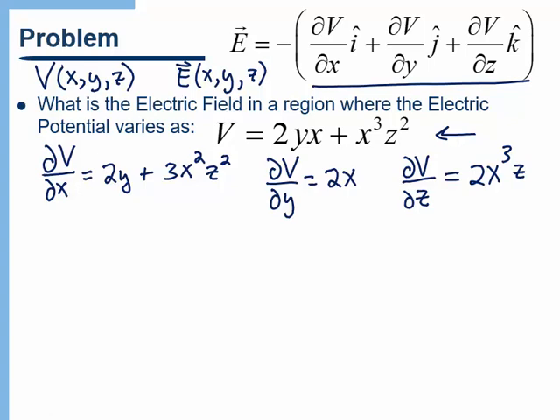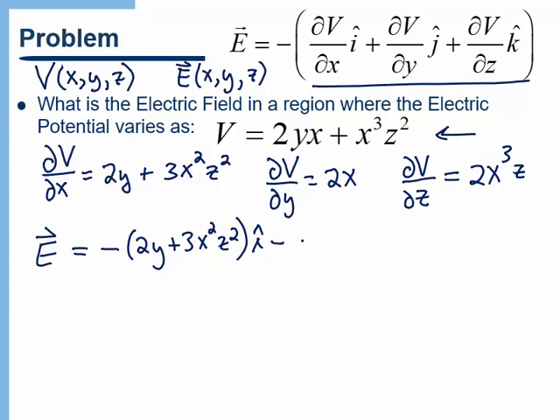Now, once we've got the derivatives, we can assemble our answer for E. Notice, first of all, this minus sign. It's really easy to forget that. So I'm going to write negative parentheses 2y plus 3x squared z squared times our unit vector i. Remember, that's just a vector with a length of 1 that points in the x direction.